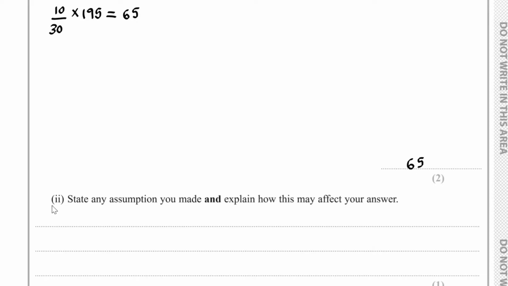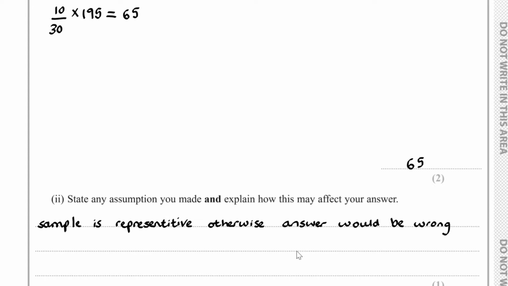And now for the next part of the question, we have to state any assumption we made and explain how this may affect our answer. Over here, the sample is representative, so the 30 students is representative of all the 195 students, and if we don't have a representative sample, the answer would be wrong.